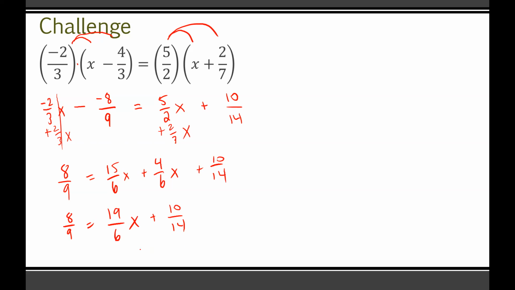Oh boy, I'm seeing this one's even worse as time goes on. Oh my goodness. All right, so to get x all by itself, we've got to minus the 10 over 14 from both sides. That gets rid of it here, but then we've got to move it over here, minus 10 over 14.